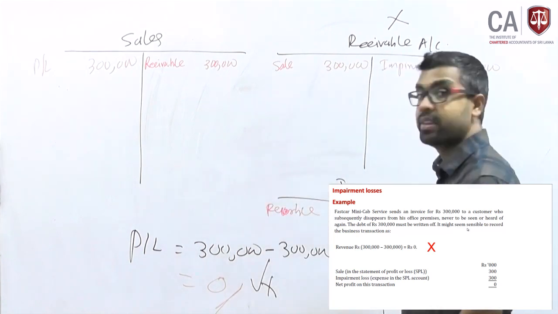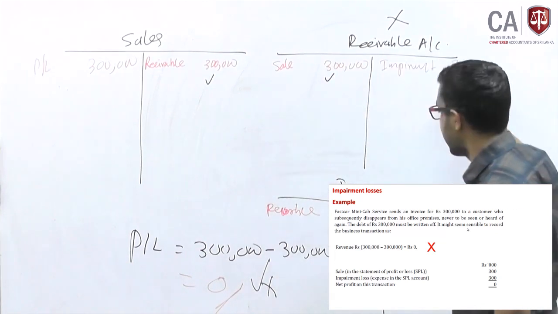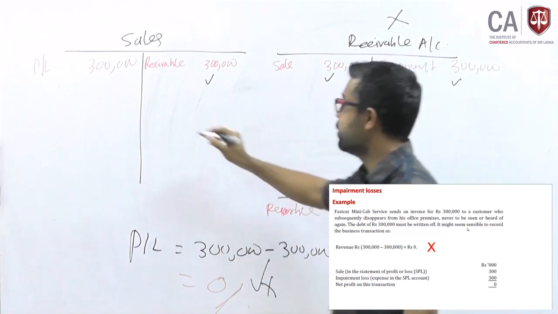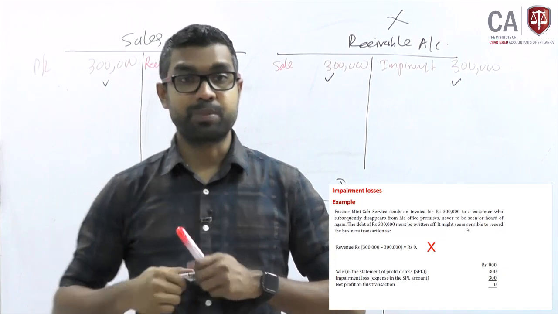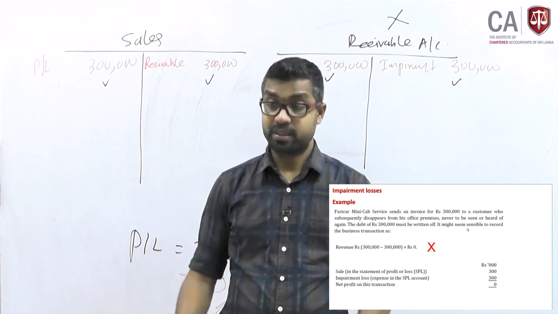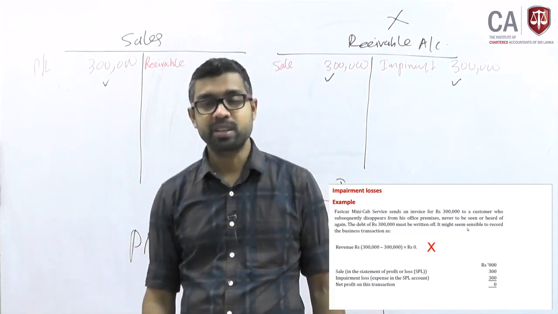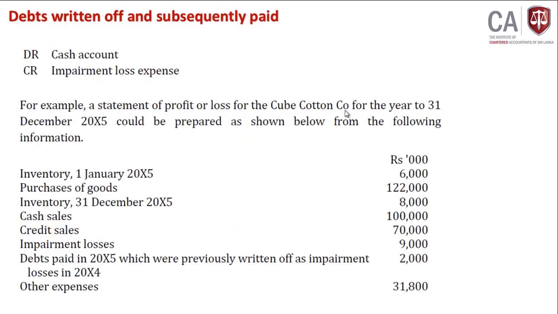It should come this way. First record the sales transaction, then record impairment, then transfer impairment and sale to the profit and loss account. Simple. From this, there are many questions we can figure out that will be discussed in the MCQ session, right? Moving on to the next concept. Debt written off and subsequently paid. Sometimes you will write off debtors, but subsequently those will be recovered. How do you deal with that?